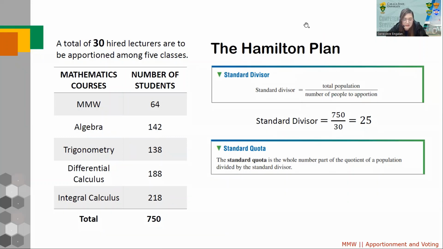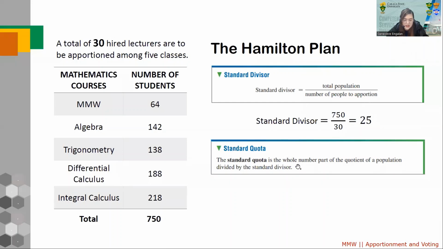Okay. So, the Hamilton plan uses the standard divisor and standard quota. What is the standard divisor? A standard divisor is equal to the total population divided by the number of people apportioned. The total population in this example is 750, to be divided among the 30 hired lecturers. So you have 750 divided by 30. For this example, the standard divisor is 25.